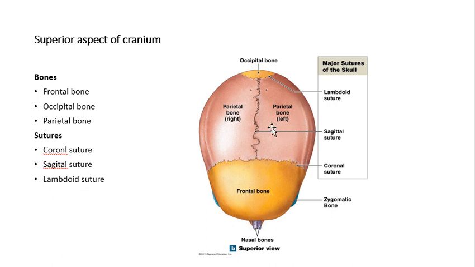Now here you can see the bones involved. First of all is the frontal bone. This is the parietal bone, right parietal bone and left parietal bone, and this is the occipital bone. The sutures here are the coronal suture, the sagittal suture, and the lambdoid suture. Here you can also see the parietal foramens in the parietal bone. So this is all about the superior aspect of the cranium.